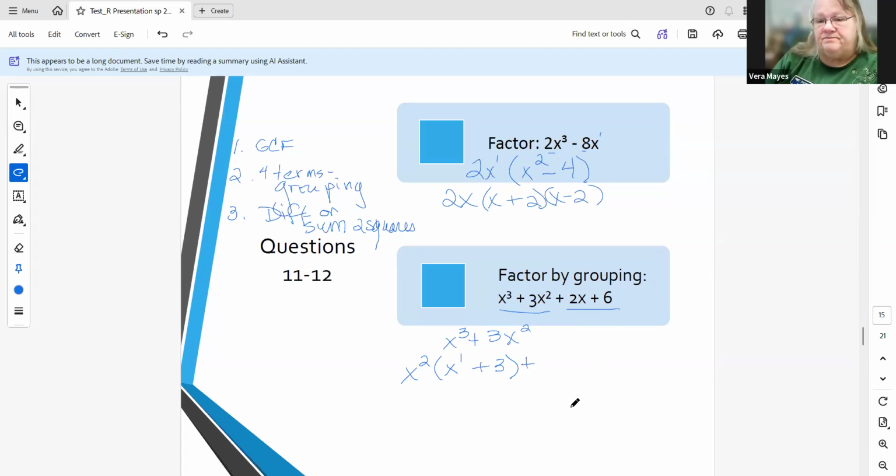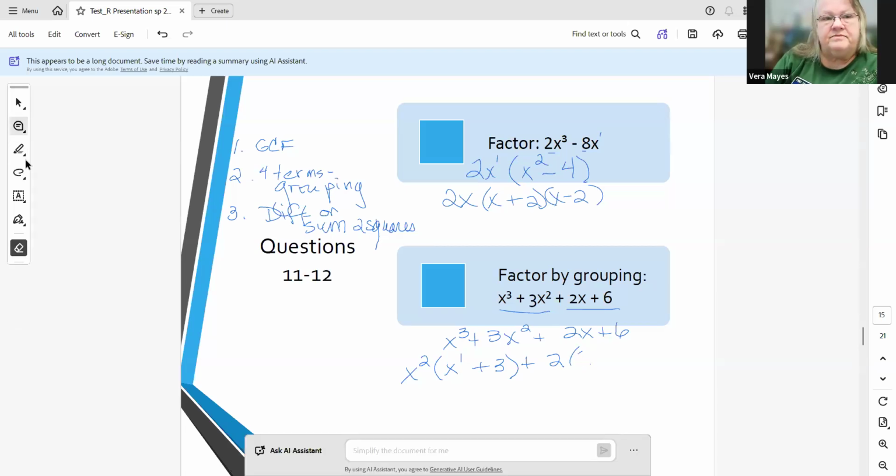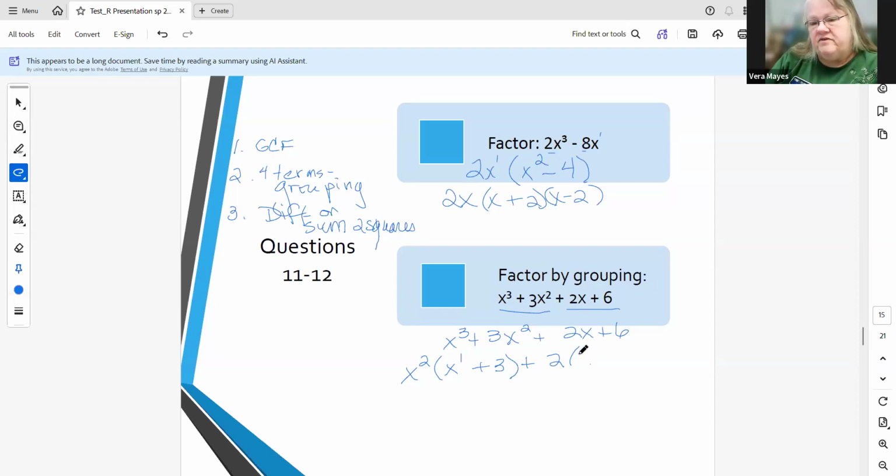Bring the next sign straight down, and then look at the 2x plus 6 and ask yourself, what do they have in common? They don't both have an x, so I can't pull an x out, but they both have a 2. So if I divide both of these by 2, 2x divided by 2 leaves me with an x. 6 divided by 2 leaves me with a 3. Now, if we have done our work right, you will always see a matching group here. So now I can factor this one to the front, and it leaves behind an x squared plus 2.